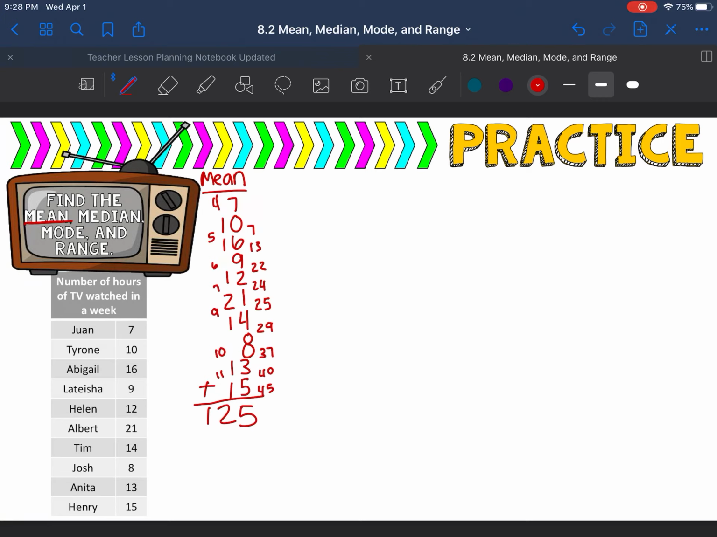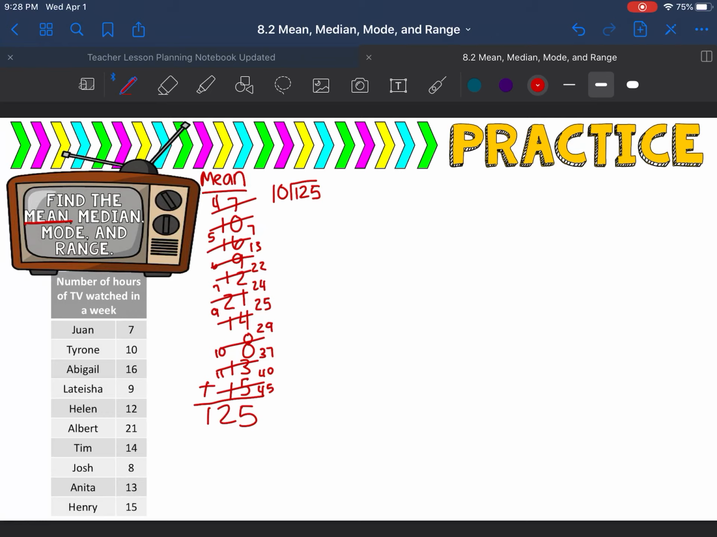Now what I need to do is count how many numbers I have. Okay, so I have 1, 2, 3, 4, 5, 6, 7, 8, 9, 10. I have 10 numbers. I'm going to take that number and divide it into 125.